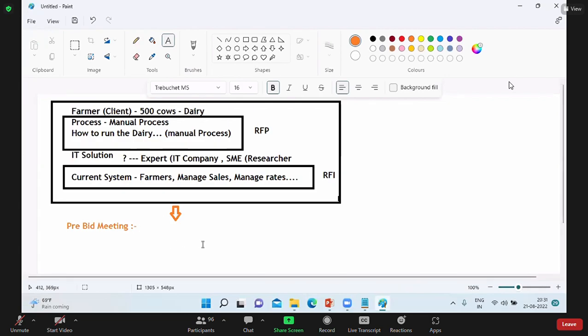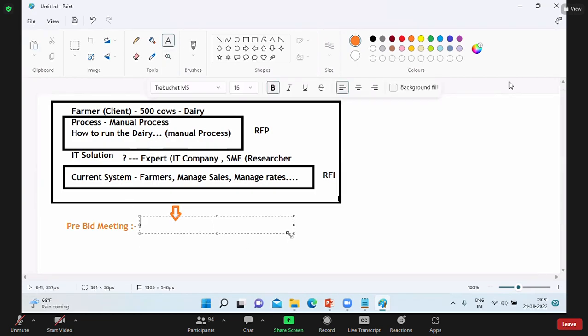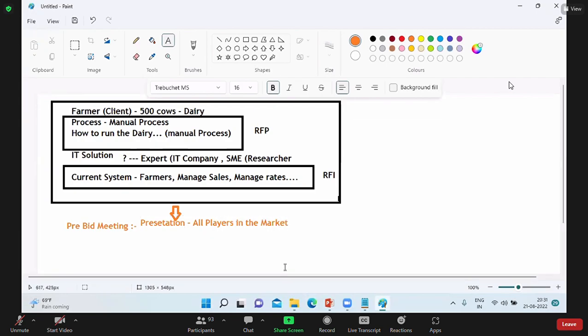Because they have to explain this whole process to all the competitors, all the players in the market. So they are going to submit this and communicate it in the form of a presentation to all the players in the market. Are you clear? Followed?